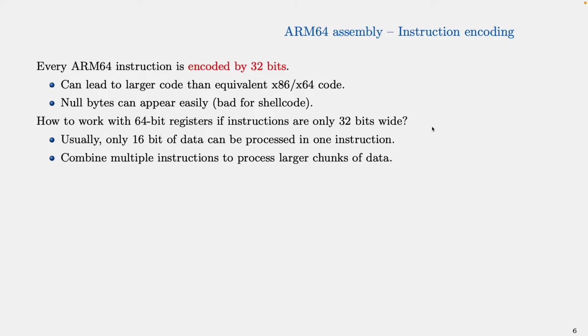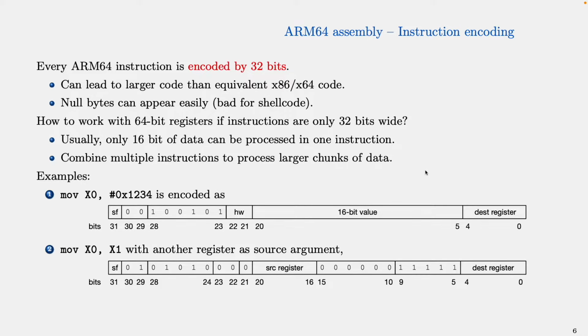Another thing is, if our registers are 64 bits wide, but our instructions only are 32 bits wide, how can we even fill 64-bit registers with data? Because a 64-bit argument cannot be fit into a 32-bit instruction. So usually these instructions allow only for data of a size up to 16-bit. And if we want to process larger chunks of data, we have to combine multiple instructions to do that.